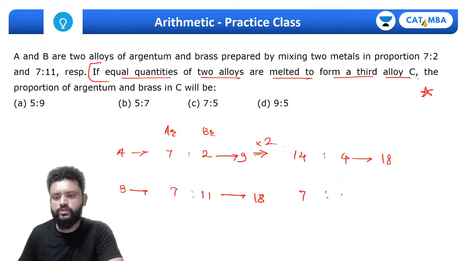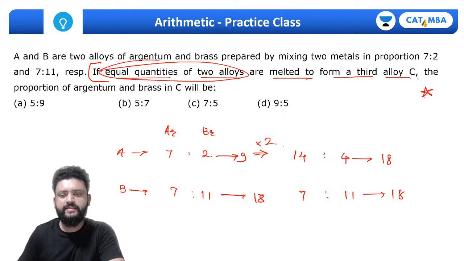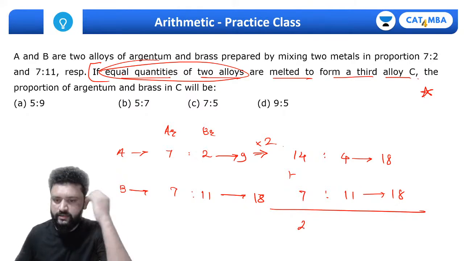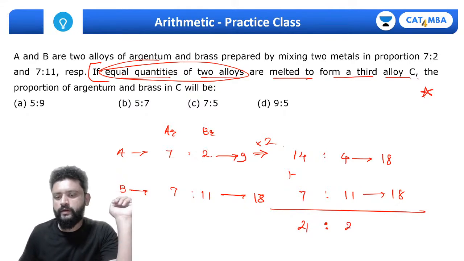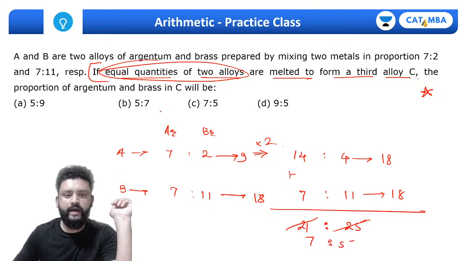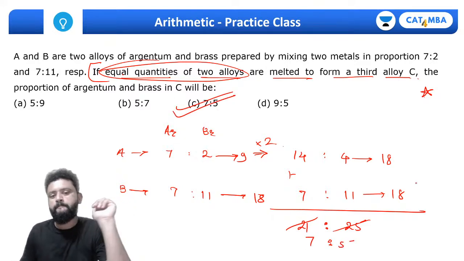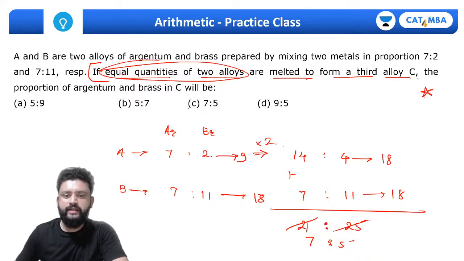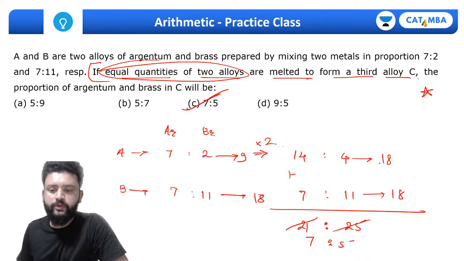और यहाँ पे तो 7:11 ही रखते हैं. That is also 18. So equal quantities इनके मिक्स किए हैं तो you can just mix it. That is 21:25, which is 7:5. That's really easy question hopefully, but some of the students still struggle doing this just because you have not practiced the ratios properly. Do the ratio proportion properly.